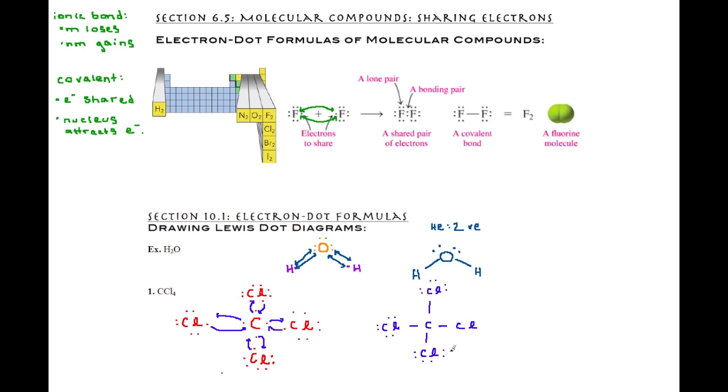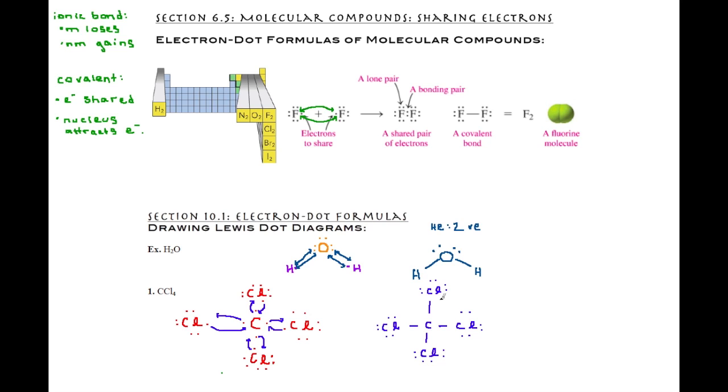And let's make sure everyone's happy. Let's make sure everyone has a perfect octet. So carbon has 2, 4, 6, 8 valence electrons, so it's happy. Every chlorine has 2, 4, 6, 8 valence electrons, so they are happy as well.